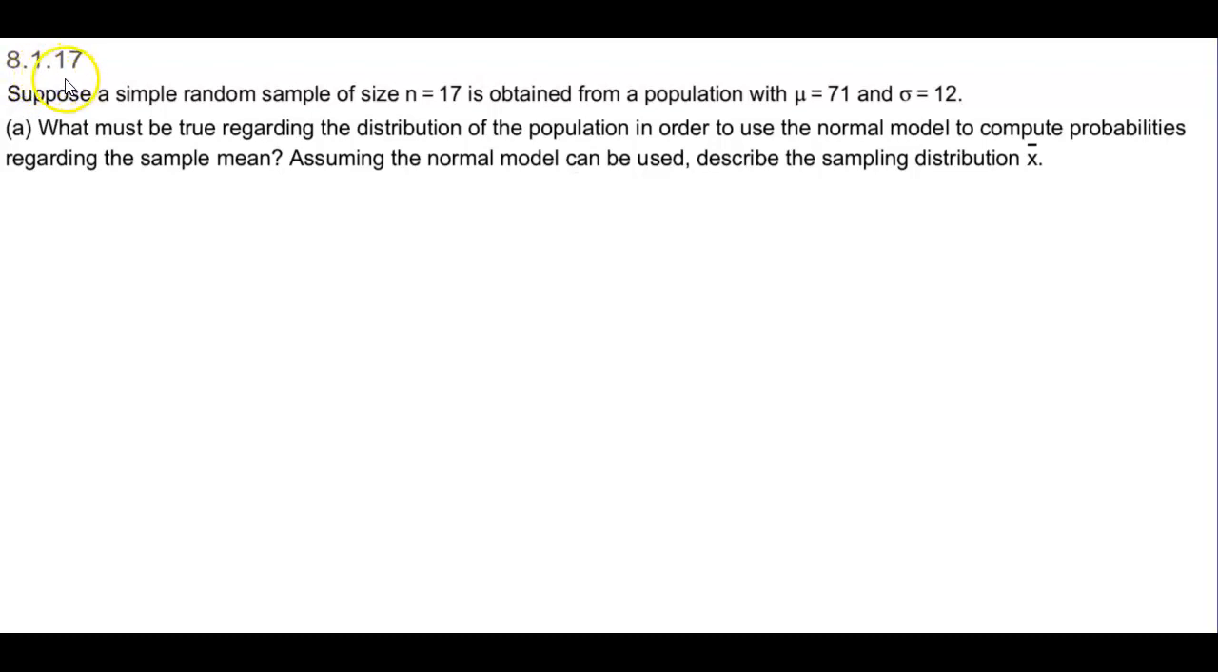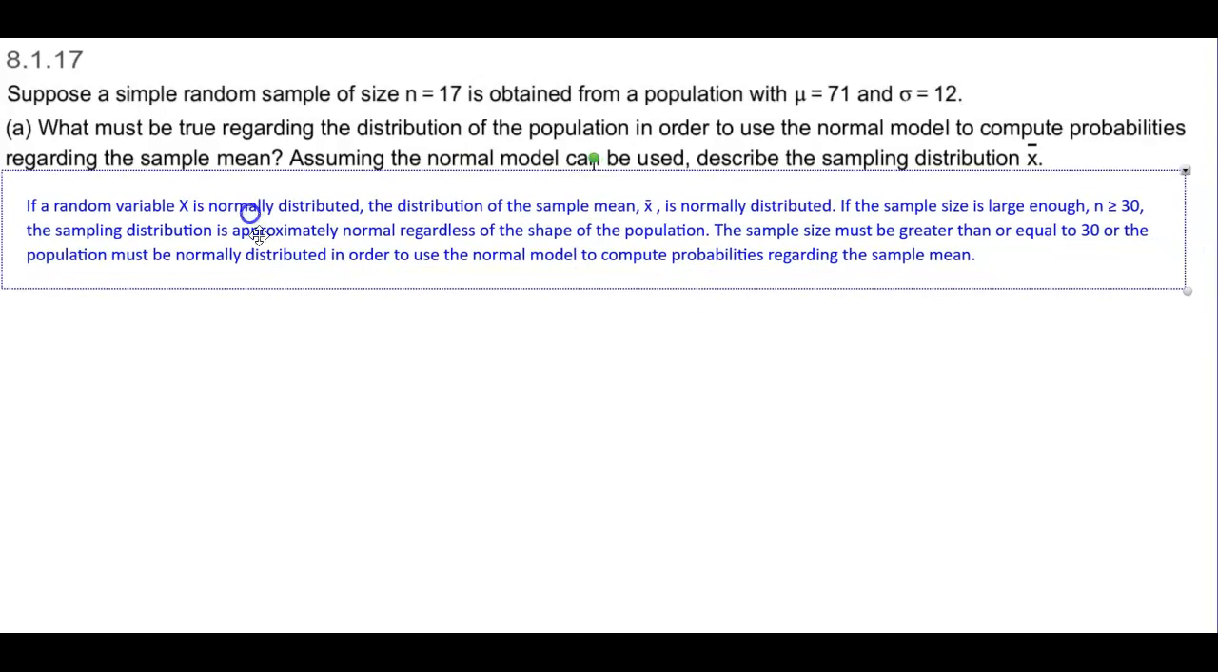Section 8.1.17. Suppose a simple random sample of size n equals 17 is obtained from a population with a mean of 71 and a standard deviation of 12. In Part A, what must be true regarding the distribution of the population in order to use the normal model to compute probabilities regarding the sample mean? And then, assuming the normal model can be used, describe the sampling distribution of the mean.